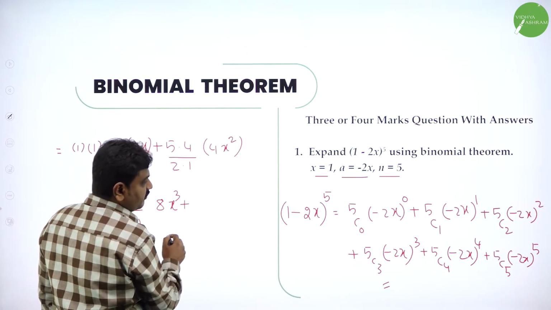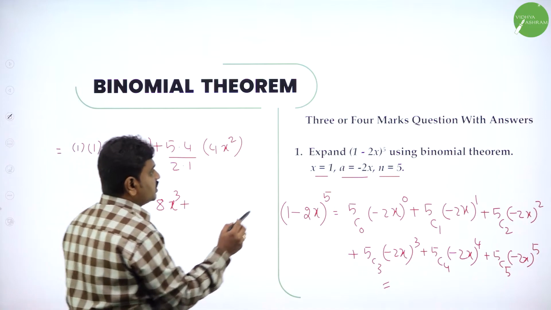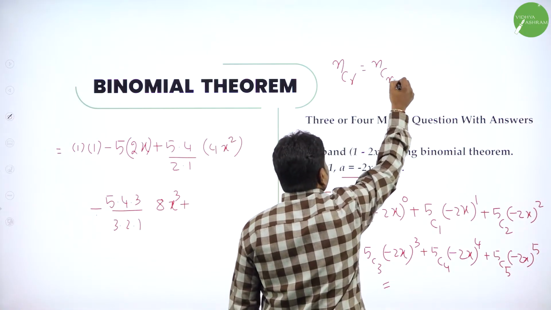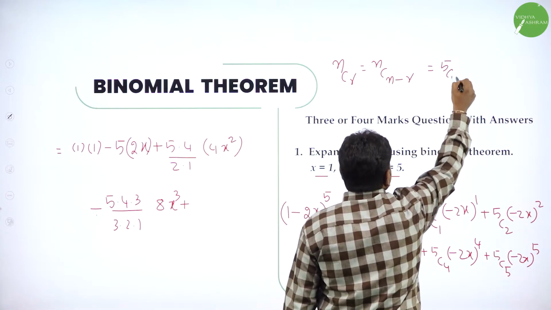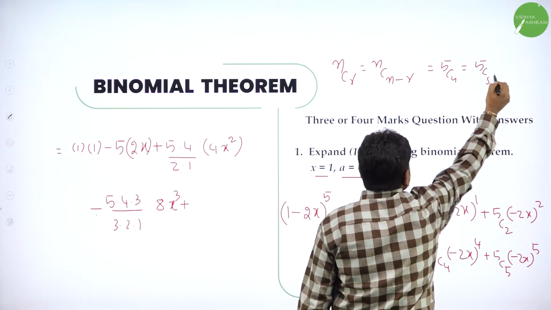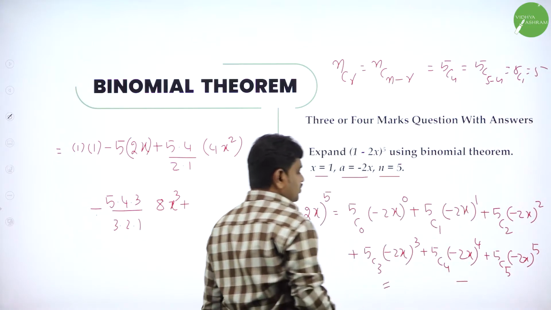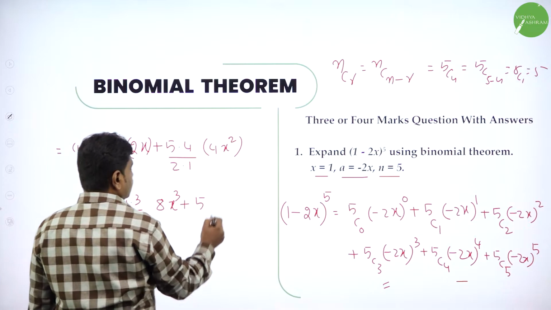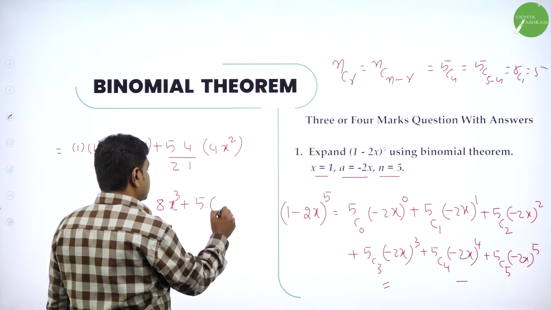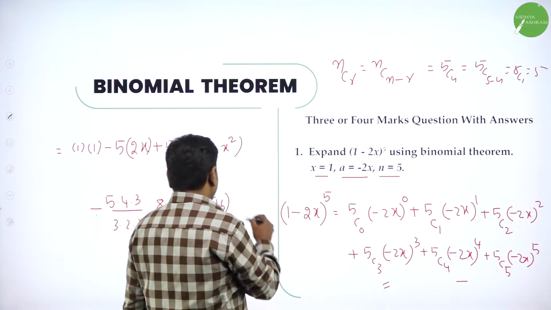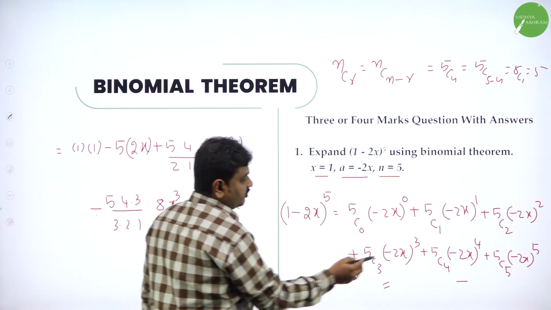Then I have 5c4. See, dear students, nCr is same as nC(n minus r). 5c4 is same as 5c(5 minus 4), that is 5c1. 5c1 is what? 5. So this will become just 5. And 2 power 4 is 16. Minus, when you take power even number, it will become plus. And x power 4. Then last term, 5c5.